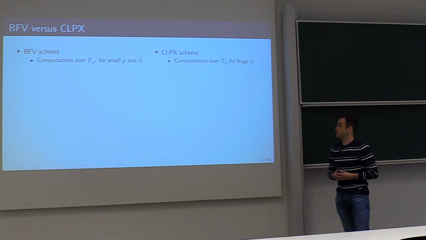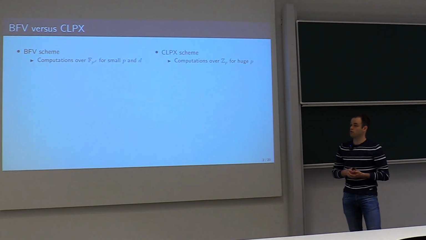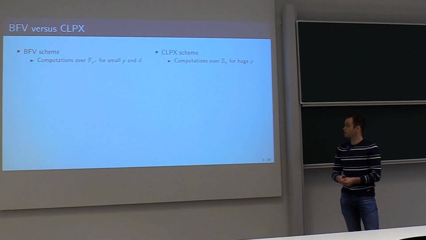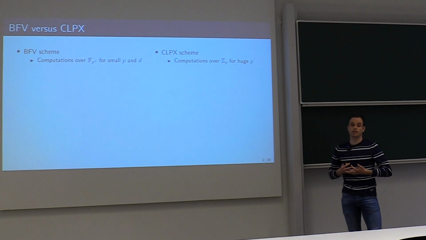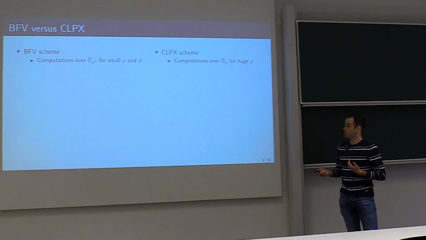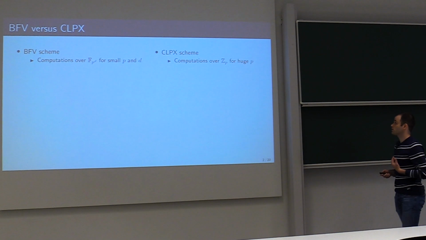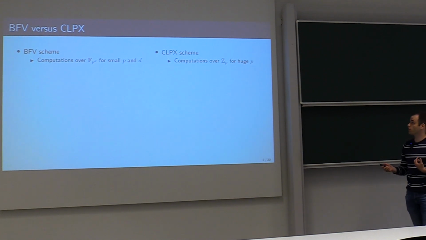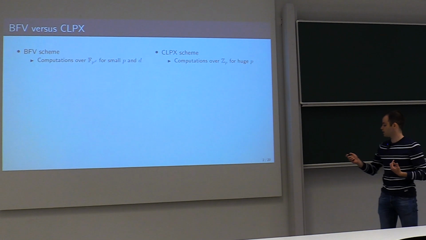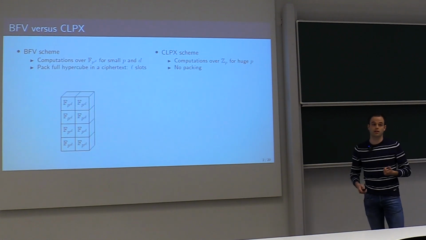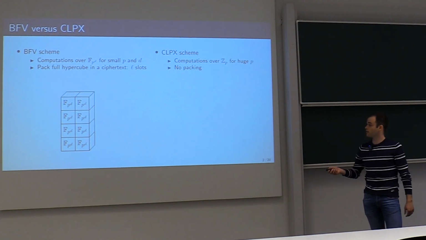To motivate this presentation, I would like to start by making a comparison between two FHE schemes that already exist today. In FHE, we want to compute on encrypted data, and there are multiple ways to do this. In the BFV scheme, the idea is that we will compute over some typically very small finite field, so a finite field of small characteristic p. Then there's also another scheme known as CLPX, where we will compute over a quotient of the integers modulo some huge p. Another difference is that the BFV scheme can encode multiple of these finite field elements into a ciphertext, and in the presentation this will be visualized with these kind of hypercubes.